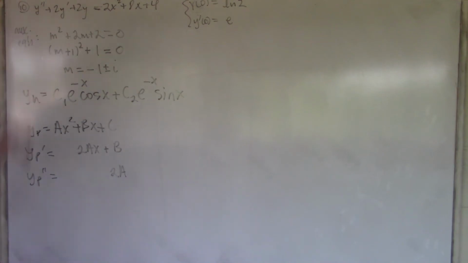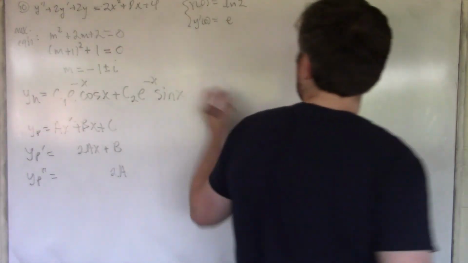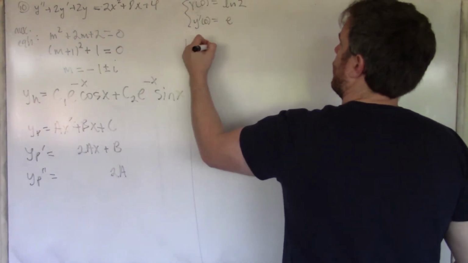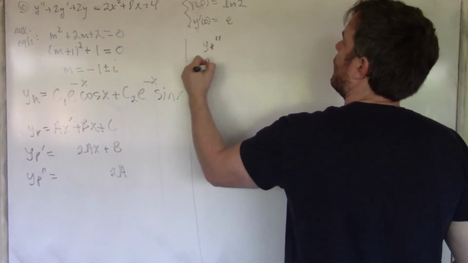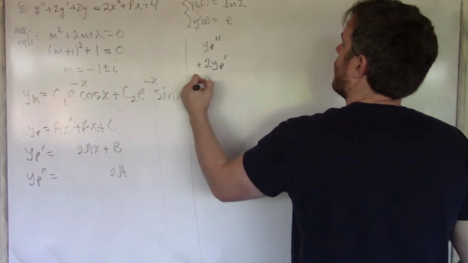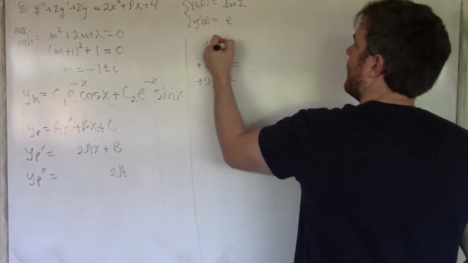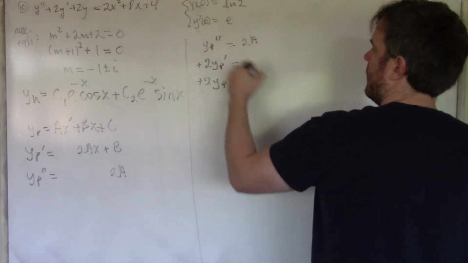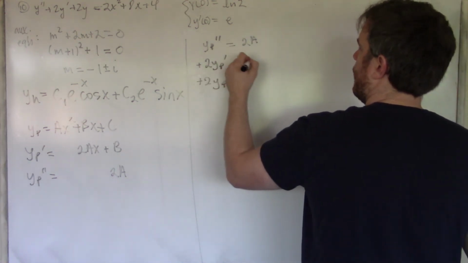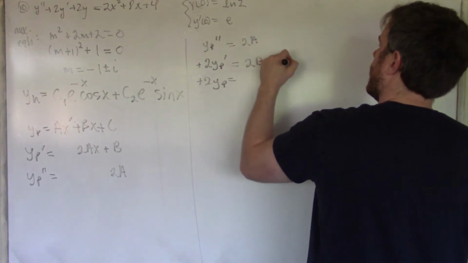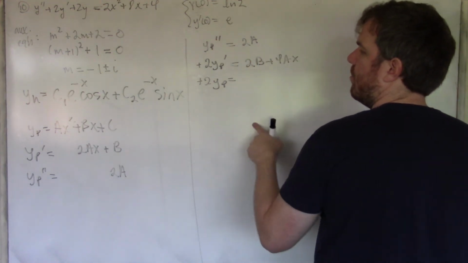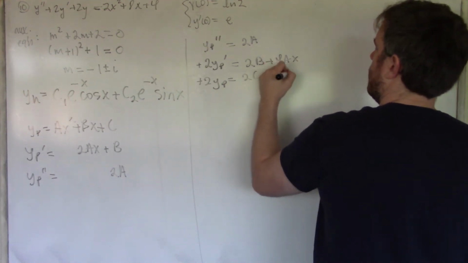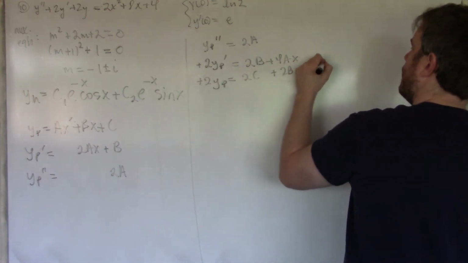All right, when I plug this back into the differential equation, it should be yp double prime plus 2yp prime plus 2yp. So I'll get 2a. This should be 2b plus 4ax, and 2yp should be 2c plus 2bx plus 2ax squared.